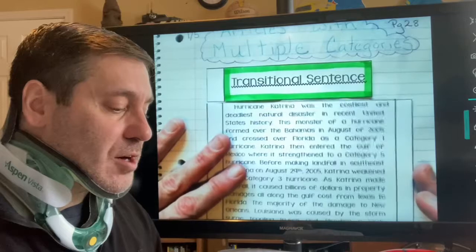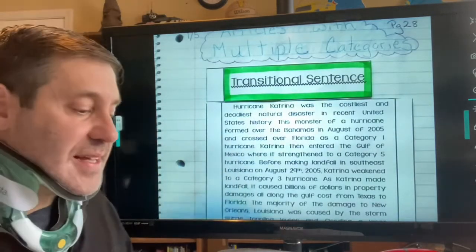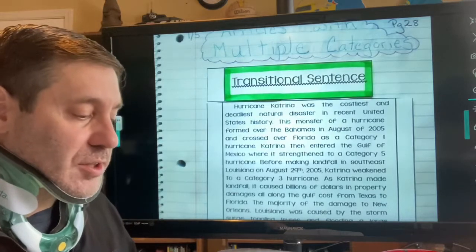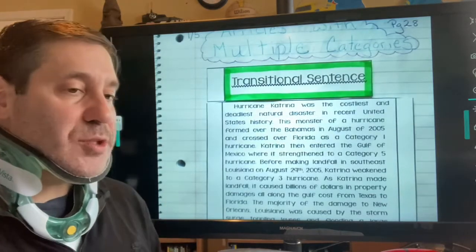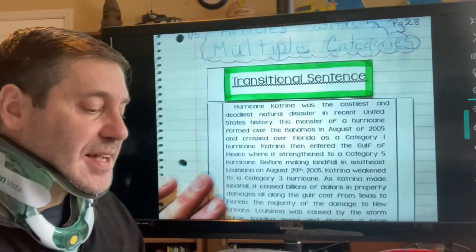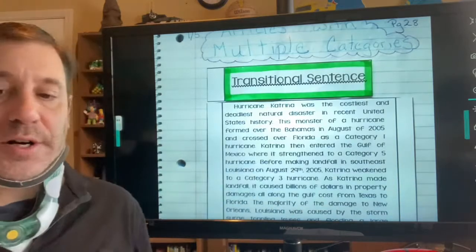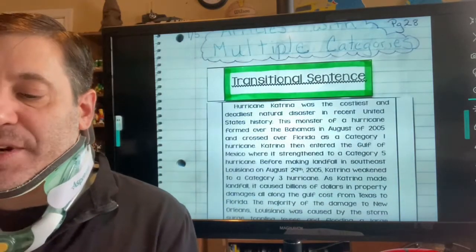Now, as I read the article at home, you should think about what is the topic of this article and what do I think is the topic sentence. So I will read it out loud, and as I do, you can follow along and think, what is this article about? What is the topic?